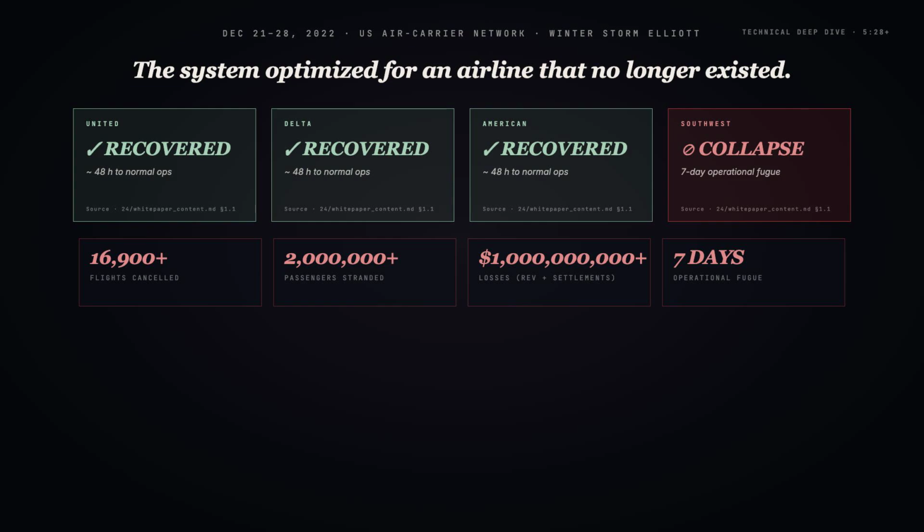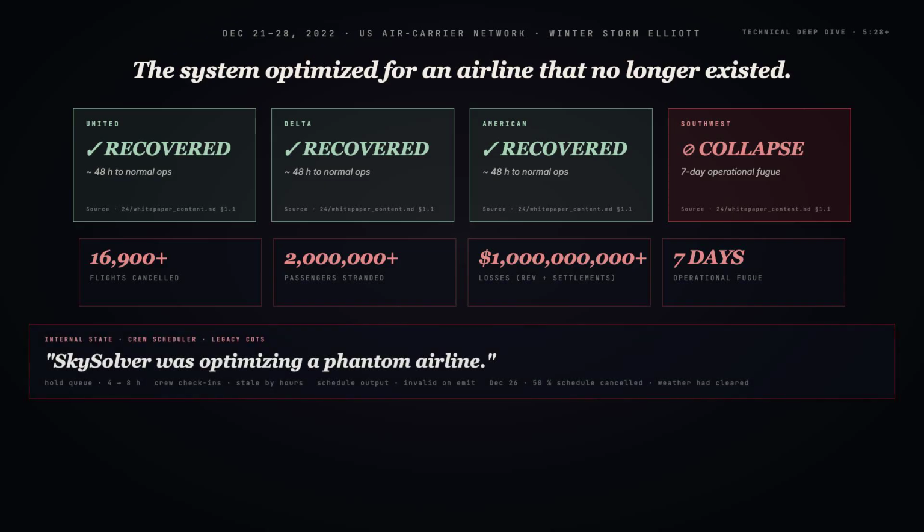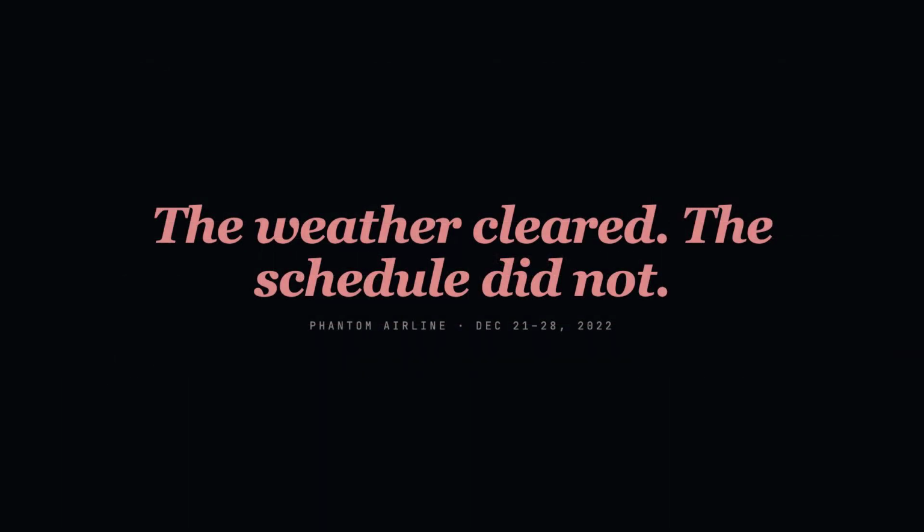On December 21, 2022, Winter Storm Elliott crossed the United States. Every major airline took the hit. Within 48 hours, United, Delta, and American were running again. Southwest was not. Over 16,900 flights canceled, 2 million passengers stranded, more than $1 billion in losses. The weather had cleared. The schedule had not.